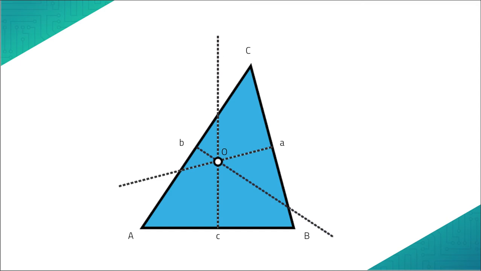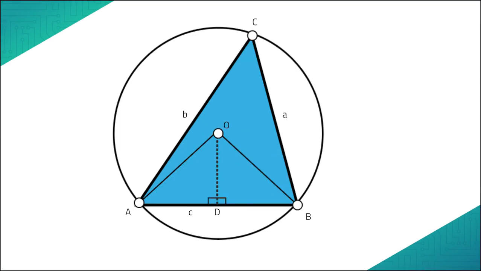The circumcenter is equidistant from every vertex of the triangle. You can work this out by noticing it is in the middle of angles A and B because it lies on the perpendicular bisector of side C, and it is in the middle of angles B and C because it lies on the perpendicular bisector of side A, and therefore it is in the middle of angles A and C because it lies on the perpendicular bisector of side B. Label the circumcenter point O.